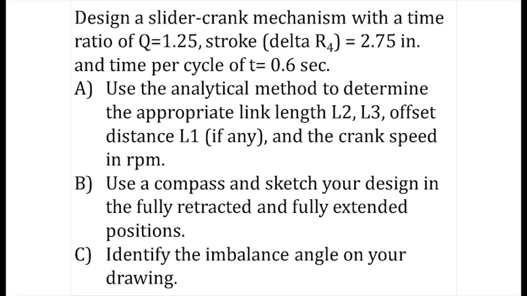Design a slider crank mechanism with a time ratio of Q equal to 1.25, stroke delta R4 equal to 2.75 inches, and time per cycle of T equal to 0.6 seconds. Part A. Use the analytical method to determine the appropriate length L2, L3, offset distance L1 if any, and the crank speed in RPM.